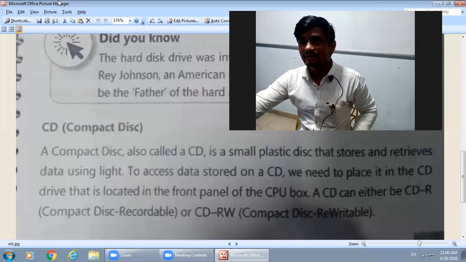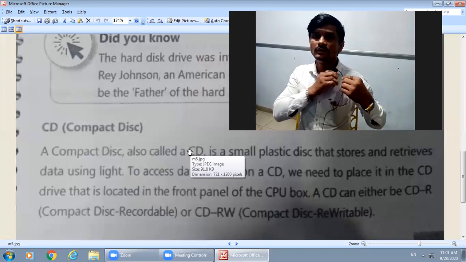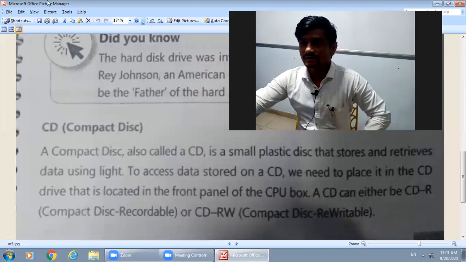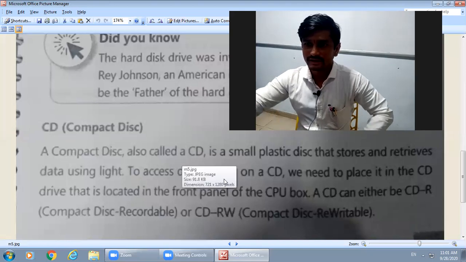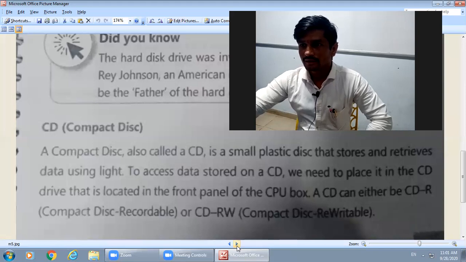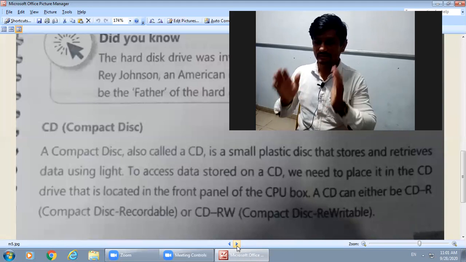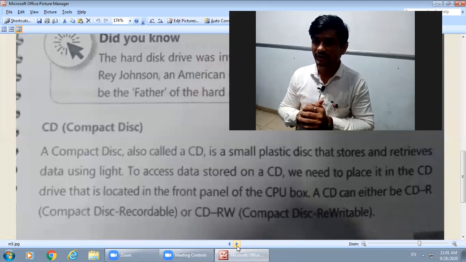Like this you can easily understand about the secondary storage devices. First we have seen hard disks, then we have seen CDs. In the next video we will see the remaining secondary storage devices: DVD, pen drive, memory card, Blu-ray disc. All these things we'll see in the next video.